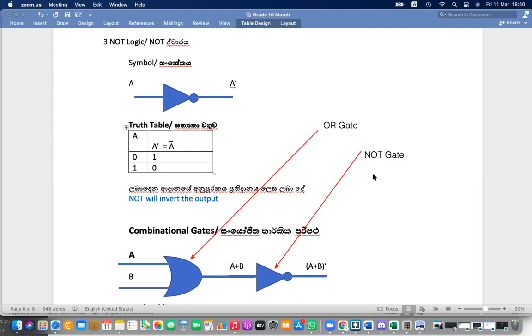But the thing is, whatever the red statements I have highlighted, they are going up to your university. It's there in A level also. It's there in the university first year itself.